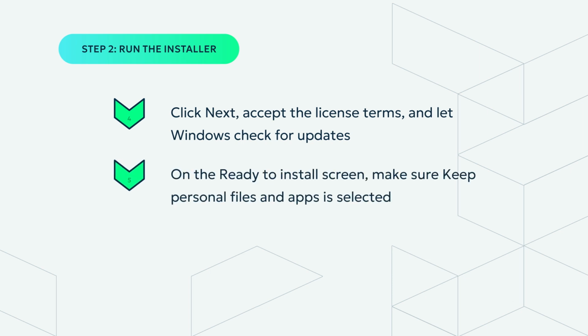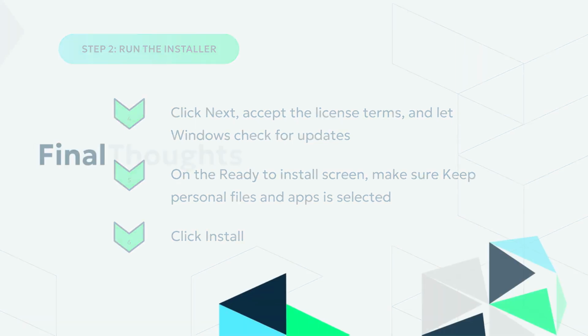On the Ready to Install screen, make sure Keep Personal Files and Apps is selected. If not, choose Change What to Keep and select it. Click Install. As a heads up, your PC will restart multiple times as Windows reinstalls its system files. Do not interrupt the process.